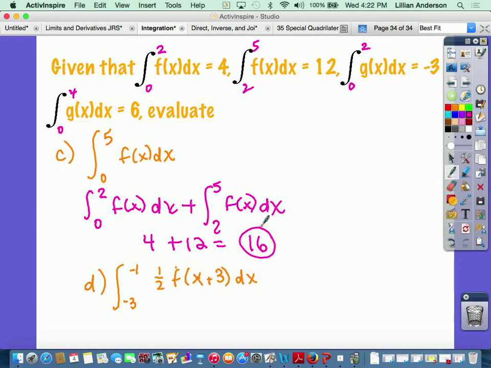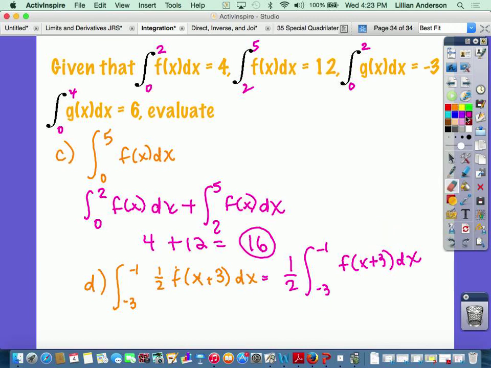We have a constant out front, so we can move that outside of the integral. And if you notice, I have a plus 3 on the inside with the x. I don't have that in any of the parts that were given to me. But what I can do is basically add the 3 to both of my bounds. Can I do that? Yes, you can. Just like if this was a minus 2 instead, you would subtract 2 from each of the bounds. And look what happens when you do that.